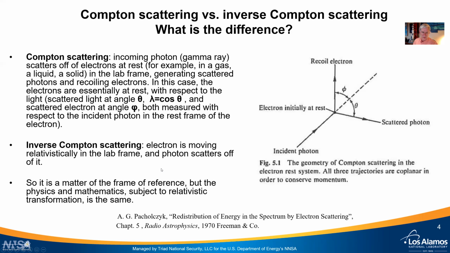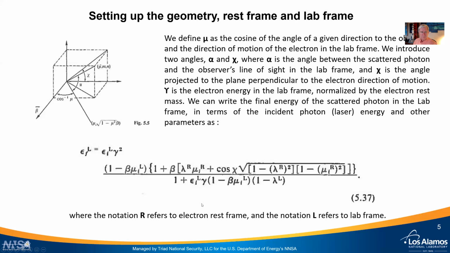And then mathematically, we have to transform from the rest frame of the electron back into the laboratory frame. And when we do that, it's nicely done in chapter 5 of Radioastrophysics, a book from 1970. And so we don't have to recreate the math, we just have to program it. Just shows you some more of this beta here. This is the moving electron. V over C is beta. Gamma is the energy of the electron divided by the rest mass of the electron.